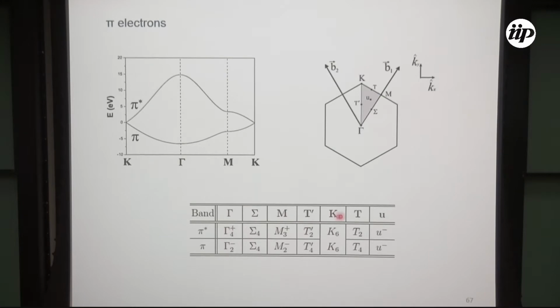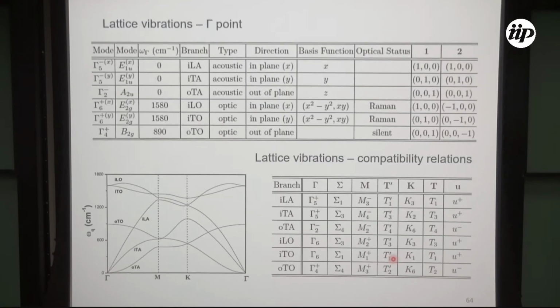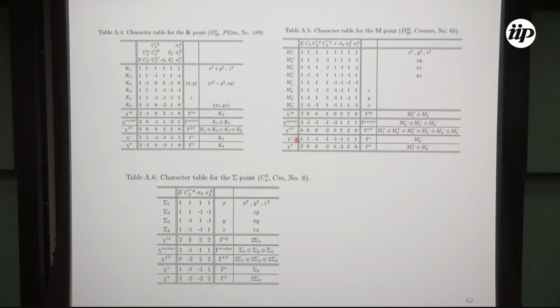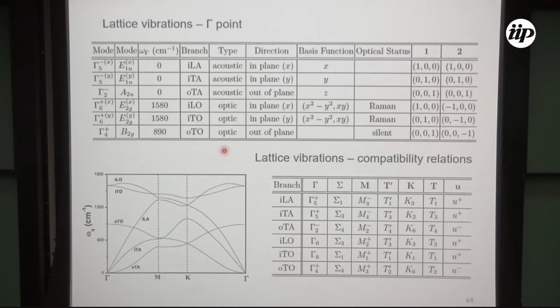And then I can map the whole thing again, doing the same process as the lattice vibrations. For example, I have the K point, I can calculate the pi representation characters at the K point, and then I know it's like a K6 symmetry, something. Okay.